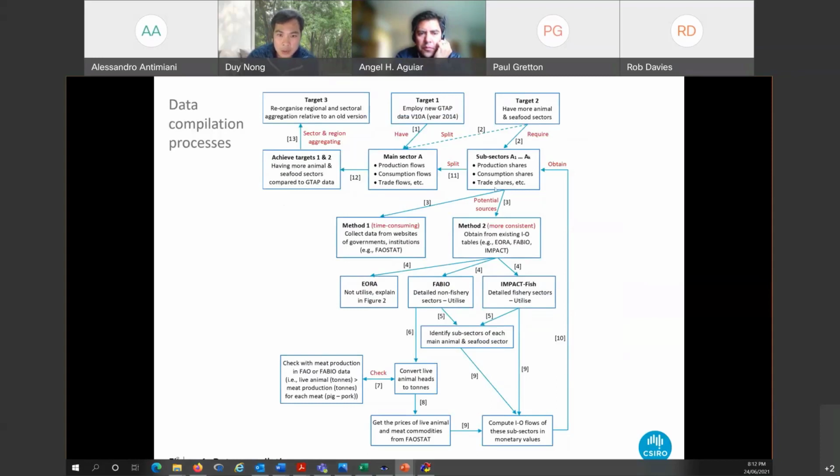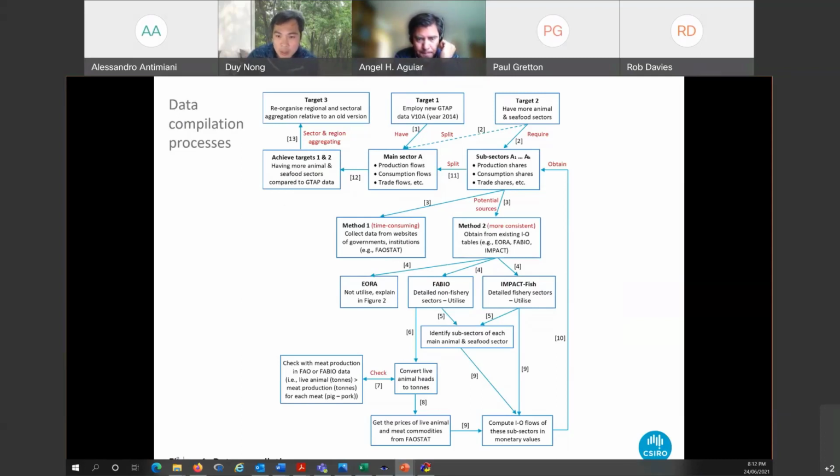In this case, there are two methods. One is to collect the shares from the websites of the government or institutions. However, in this way, it's quite time consuming. That's why we select the second method, which is based on the existing input output table. When we searched the literature, there are three types of input output tables available. The first one is EORA, but we do not utilize this input output table, and I will explain a little bit later.